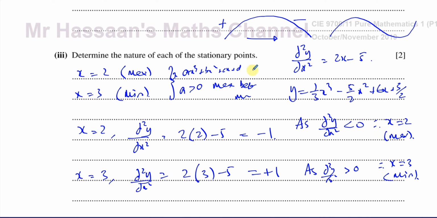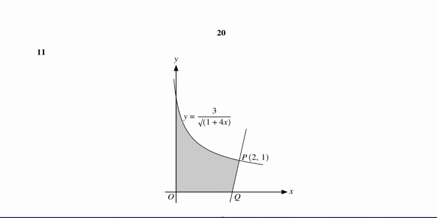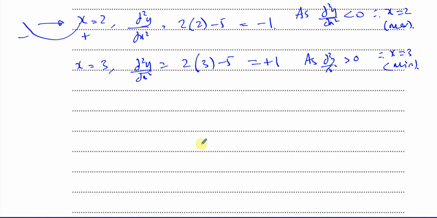Because when you have a minimum point, what's happening to the gradient? It's starting off negative and it's becoming positive as you go along. So the rate of change of the gradient, d squared y dx squared, is going from negative to positive, so it's increasing. So it's a positive value. So when the second differential gives you a positive value, that's for a minimum point. When it gives you a negative value, it's for a maximum point. Okay, and there's the answer to part 3. I think that was it here. Yep, that was it. So that's the answer to this question.